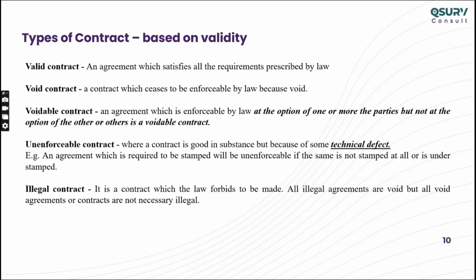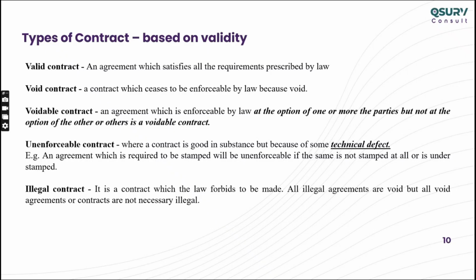Okay. Something called an unenforceable contract. This is when a contract is good in substance, but because of some technical difficulty you cannot perform it. An agreement which is required to be stamped will be unenforceable if it is not stamped at all. So it has all the elements of a contract. It's a valid contract, by the way. It has offer, it has acceptance, everything is there. In terms of substance, these elements are called substance in legal terms. So good in substance, everything is good.